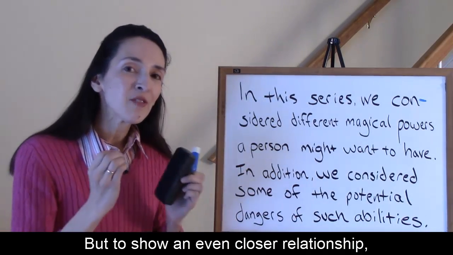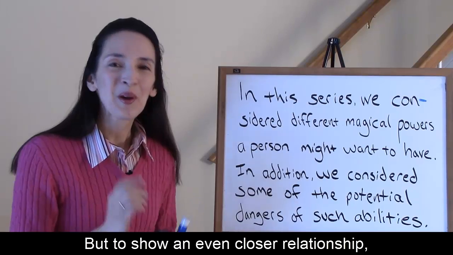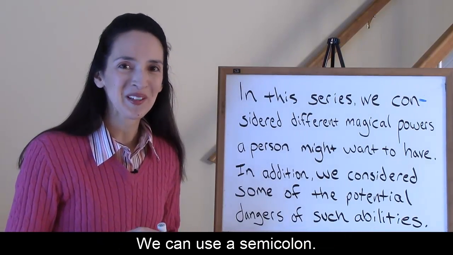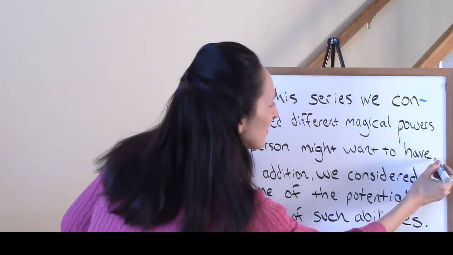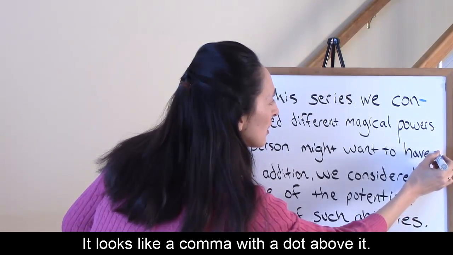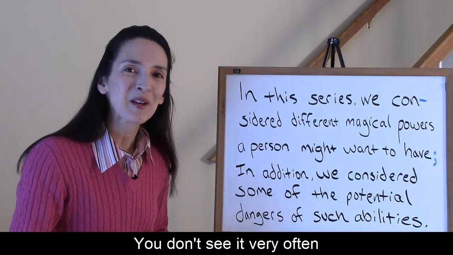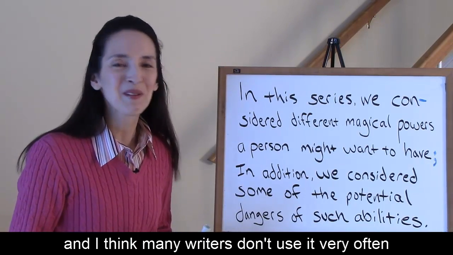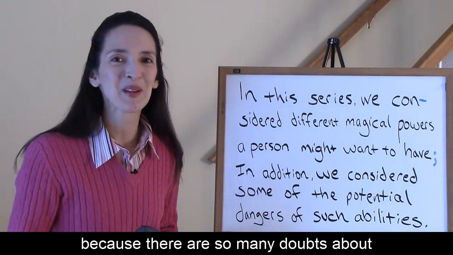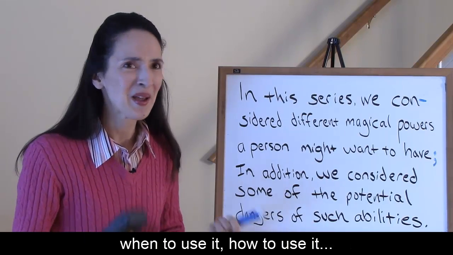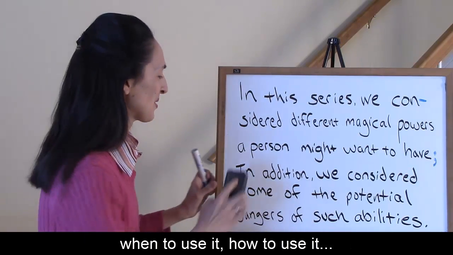But to show an even closer relationship, we can use a semicolon. It looks like a comma with a dot above it. You don't see it very often, and I think many writers don't use it very often because there are so many doubts about when to use it, how to use it.